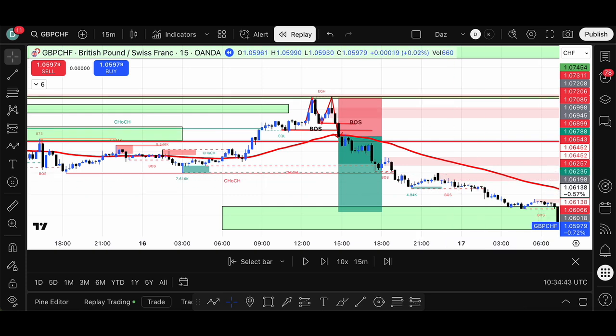Okay, so it's just to show you the whole trading plan, stages 1 to 6. I hope that helps. So any questions, let me know.